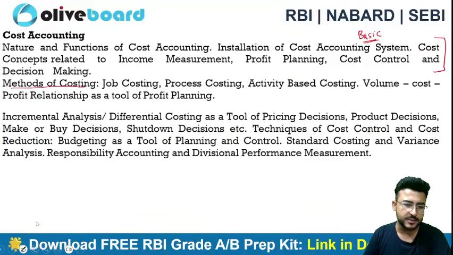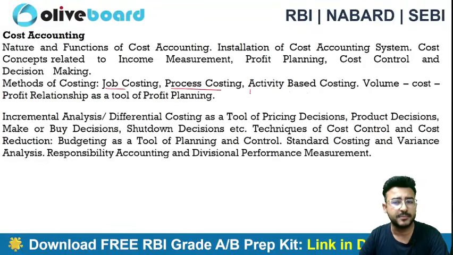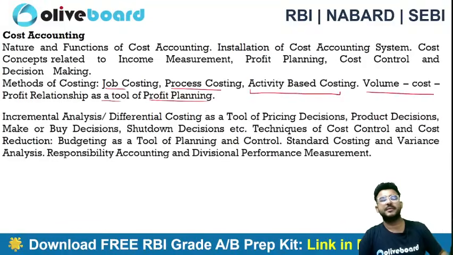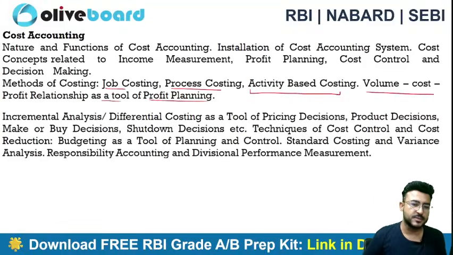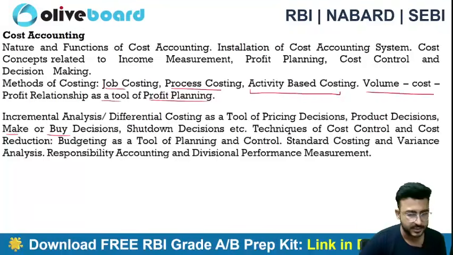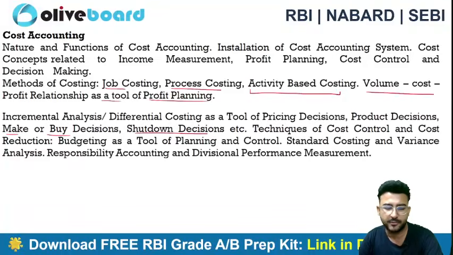In methods of costing, we have job costing, process costing, even activity based costing, and volume cost profit relationship as a tool of profit planning. Then we have some advanced topics like product and pricing decisions, whether to make a product or buy it from the outside. So whether to manufacture this t-shirt or directly buy it from the outside, right? When to shut down the business, when to break even, how to calculate the break even point, stuff like that.